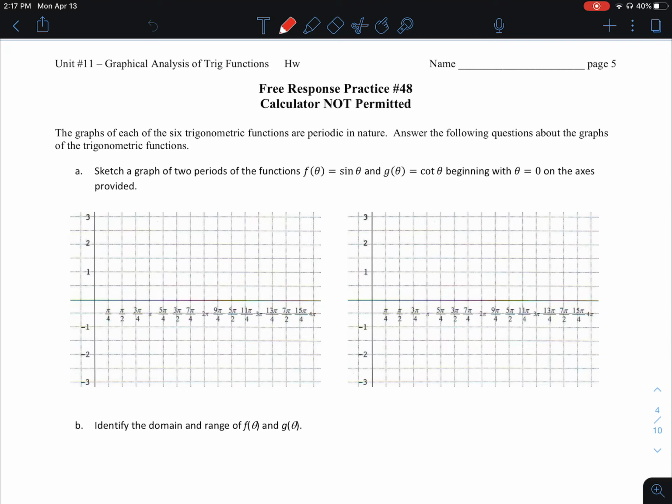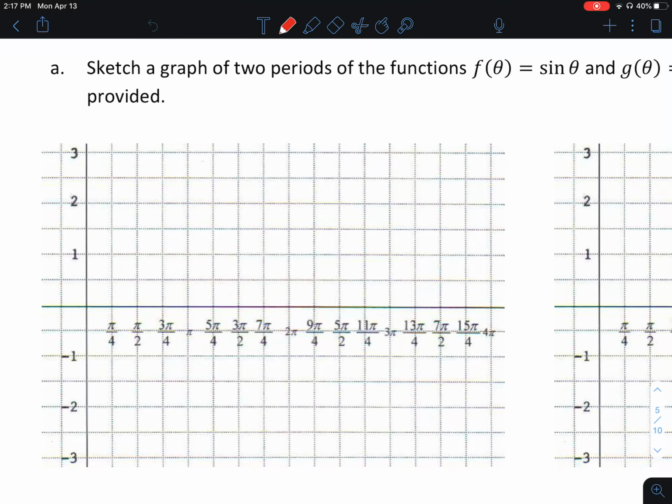A, sketch a graph of 2 periods of the function f of x equals sine of theta and g of x is cotangent of theta, beginning with theta equals 0 on the axes provided. All right, so I'm going to graph this one. It's going to be f of theta, which is sine of theta. And I know the period for this is 2 pi.